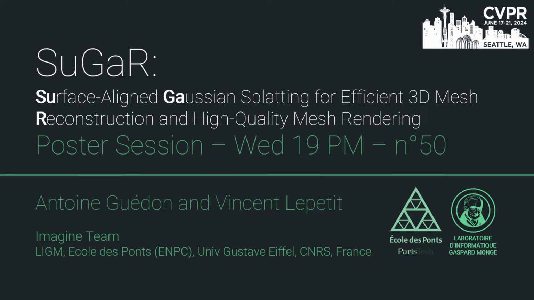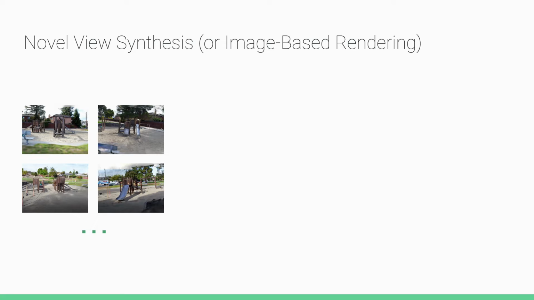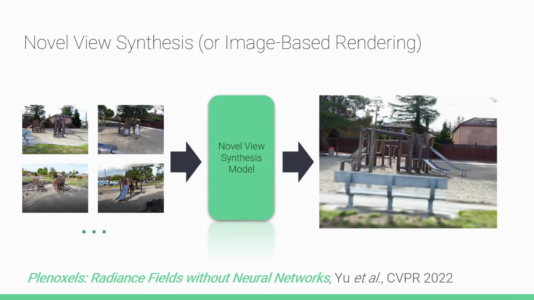Hi, I'm Antoine, and I will present our paper SuGaR, Surface-Aligned Gaussian Splatting for Efficient 3D Mesh Reconstruction and High-Quality Mesh Rendering. Using RGB images captured with a camera, the goal of novel view synthesis is to create a representation of the scene that is able to generate new images from any novel point of view.